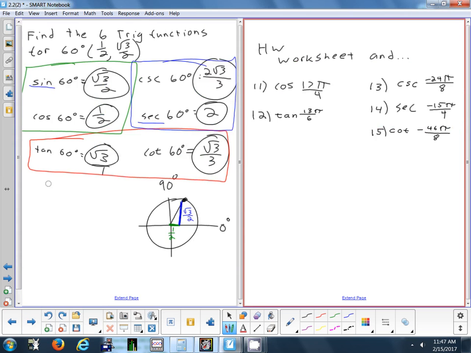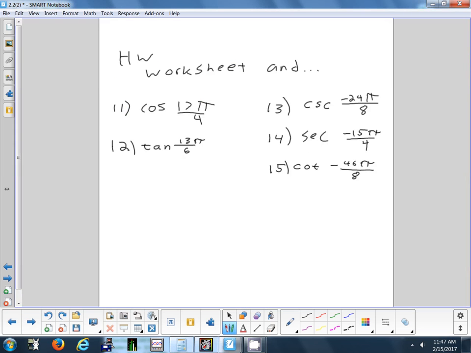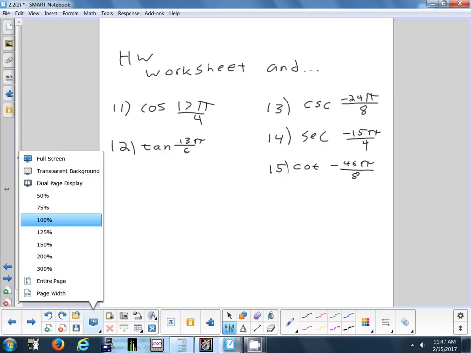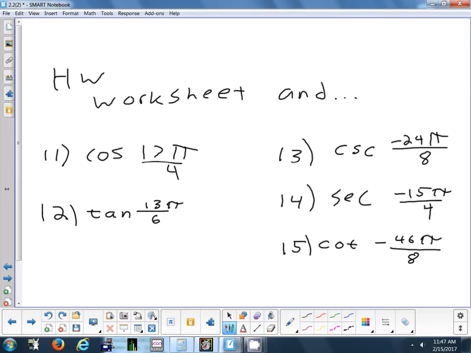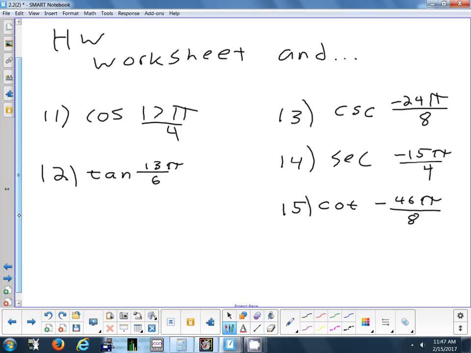All right, so the homework tonight is going to be a worksheet that has the first 10 questions on it. And then on the board, I put the last 5. Okay, so these 5, you just need to copy those down. The first 10 are on the worksheet. Okay, for each problem, you don't have to do all 6. Especially for the ones that I'm looking at here. In number 11, all I want to know is the cosine. You don't have to give me anything else, just the cosine.